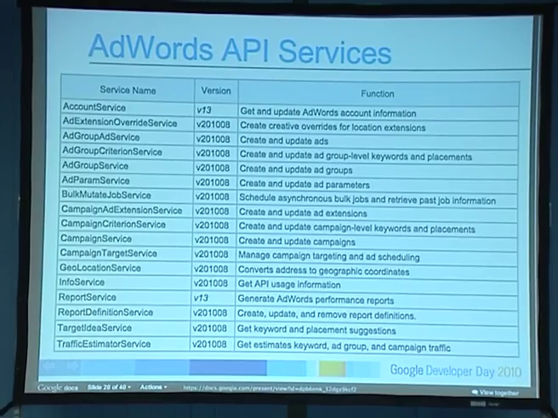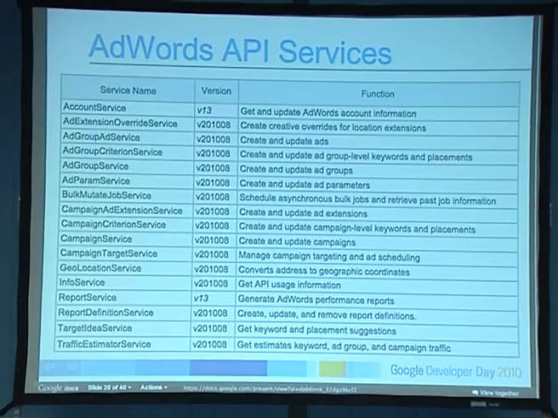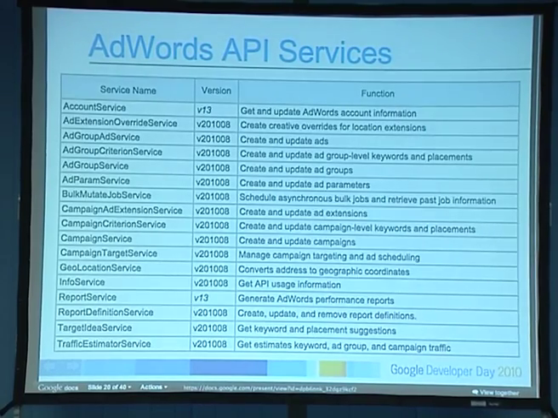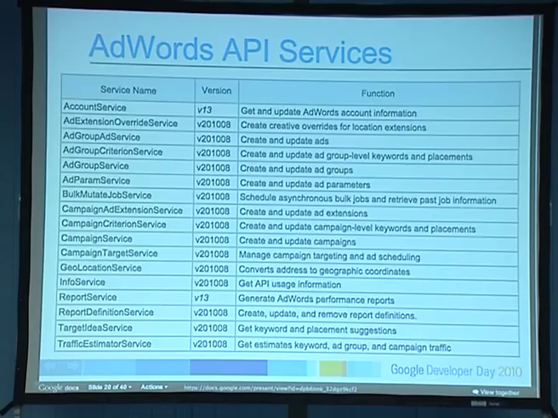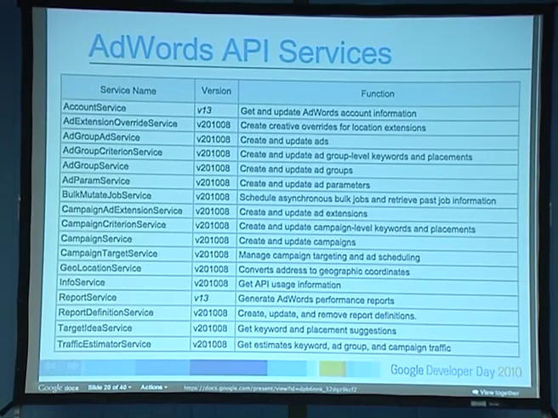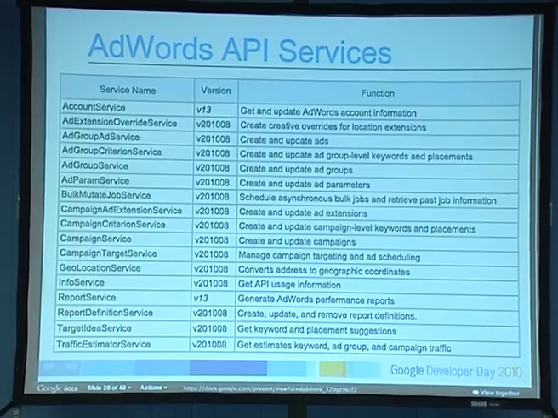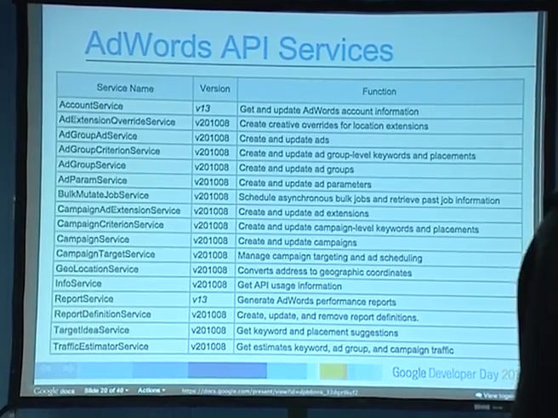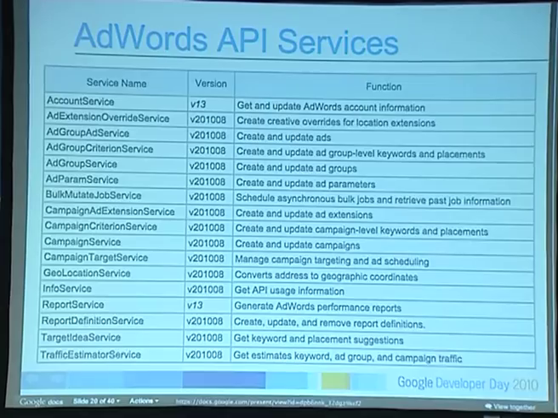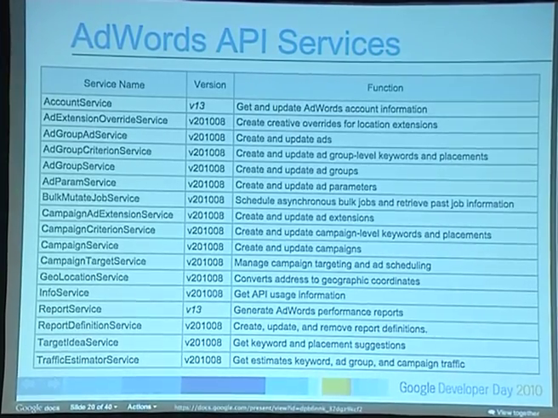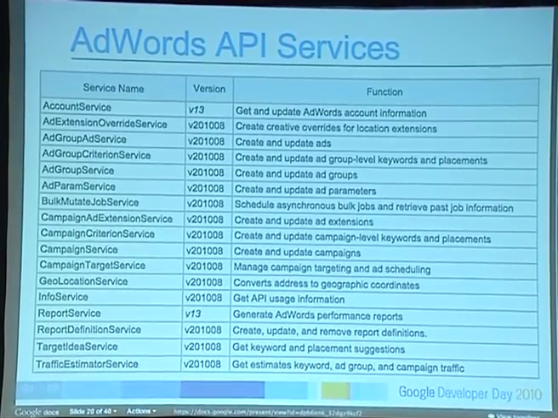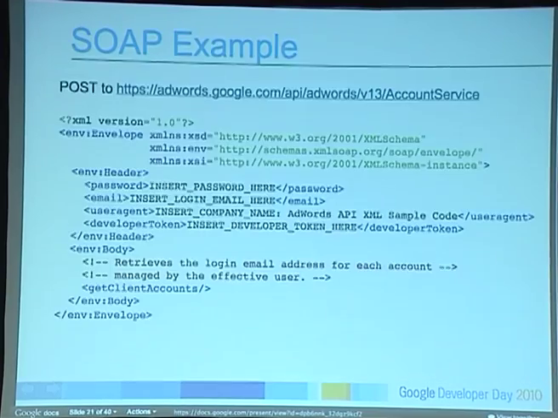We have a versioning system. The API is constantly changing. We release a new API around every 6 to 9 months. Right now, the latest release was the 2010-08, for August this year, sorry. But some of the services are still behind. For example, the account service and the report service are still V13, which is around 2 years old. But they will be migrated very soon to new services.